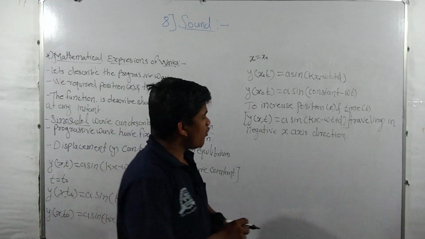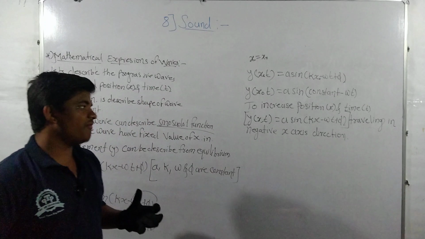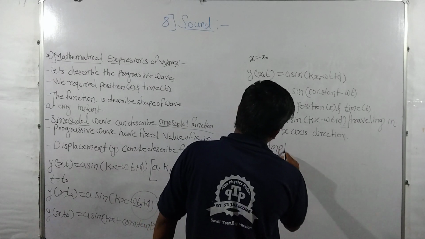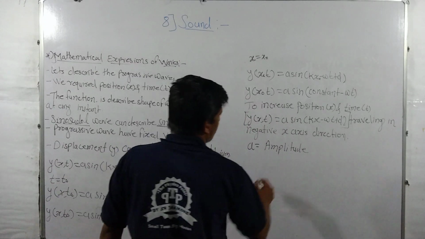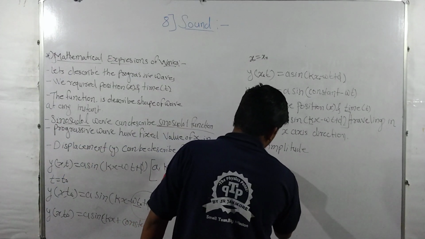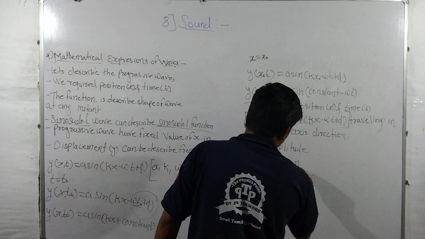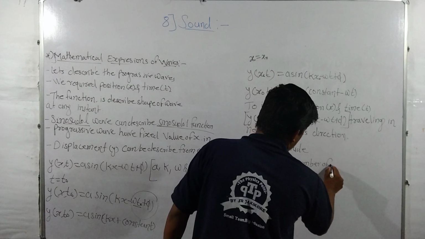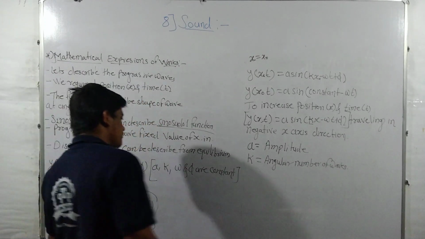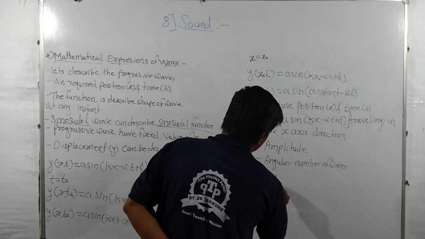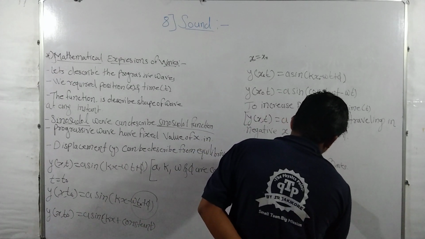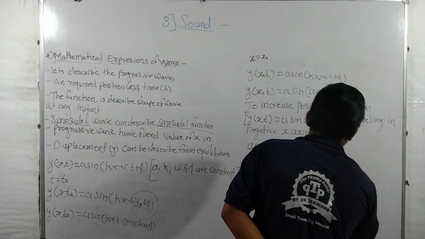Now we study the constants: what is the definition and proper meaning of each constant. a is the amplitude, k is the angular number of waves, and omega is the angular frequency of the given waves.